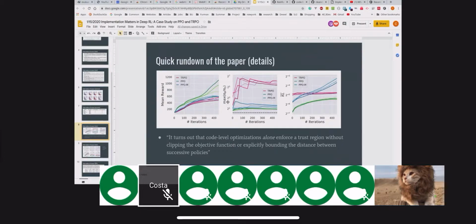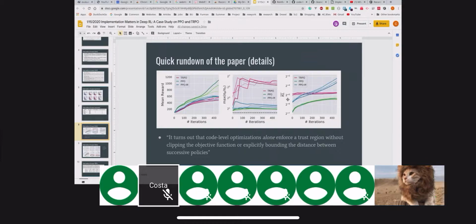And here, the y-axis is the maximum of the probability distribution in the next time step over the probability distribution of the last time step. I think this is a measurement of how different the probabilities are from each other, and the PPO with the code-level optimizations is performing best because I think this is the trust region bounding that they were talking about. Because with the code-level optimizations, the policy doesn't move that much.